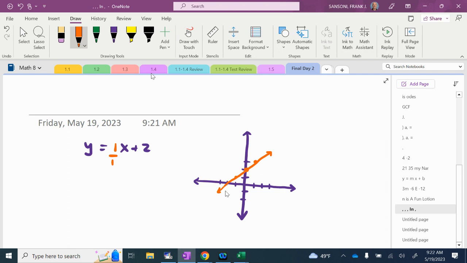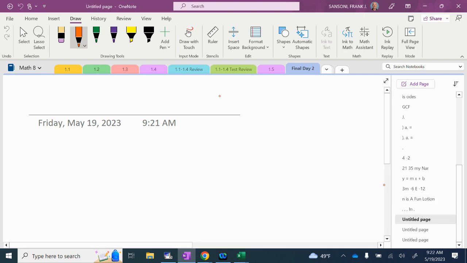For number 48, it looks like this. Here's my equation that I have to graph. What's the matter? You got 3x. Yeah, it's not in slope-intercept form. So how do I get it in slope-intercept form? Add 3x to both sides. So now I have it where I can graph.